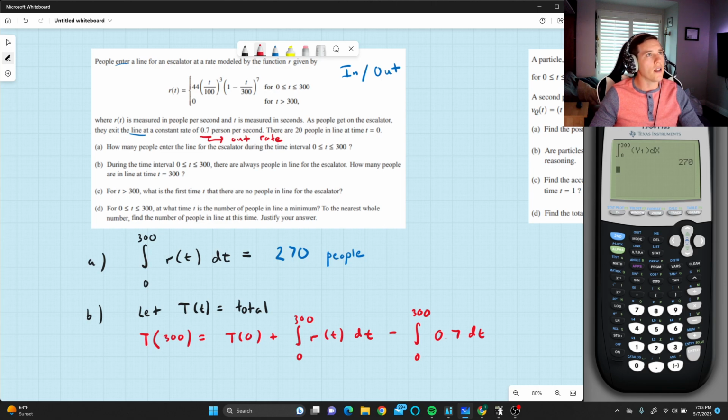Hold on, I'm looking at some chat. So do we round if it isn't a whole number on an FRQ that has people or something like that? Only if it says to round. So never round unless it explicitly says to round.